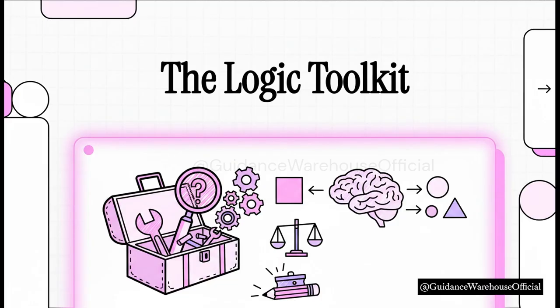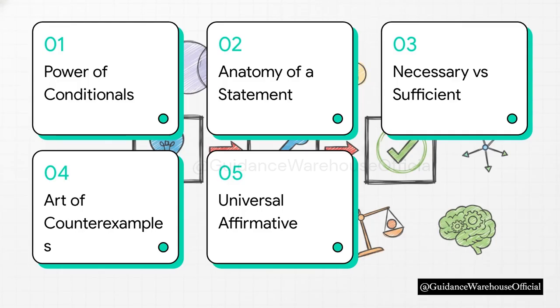And you know what? Whether you realize it or not, you use these tools every single day to navigate the world and make your arguments. Today, we're just going to sharpen them up a bit. Here is our agenda for today, kind of like our class syllabus. First, we'll look at the power of conditionals. Then we'll break down the anatomy of a statement. After that, we'll tackle the tricky necessary versus sufficient conditions, learn the art of counterexamples, and finally, wrap up with universal affirmative statements. We're going to build these skills step by step.